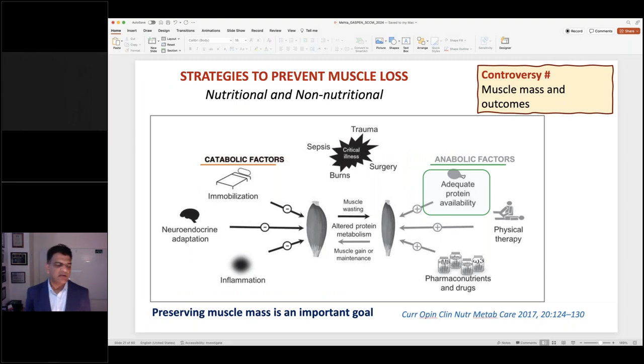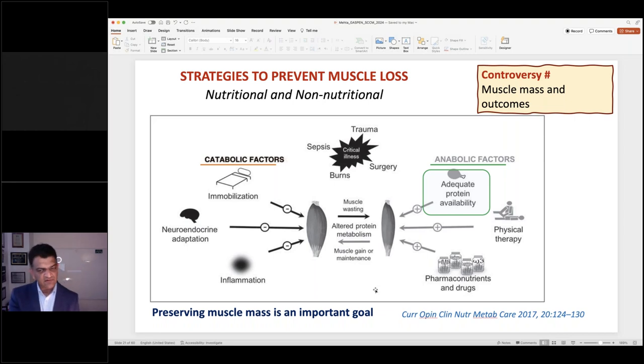The other controversy that we face is not the question, but how do we affect some of that muscle loss that we see in the isotope studies in the form of negative protein balance, that we see in the ultrasound measurements in actual measurement of muscle. This figure is a beautiful cartoon illustrated once again by the Galveston group, and it summarizes some of the themes at play in critical illness. On the left, you see factors that impact muscle mass negatively.